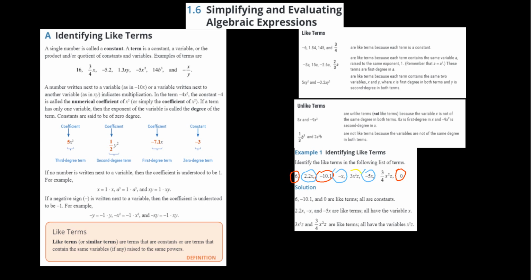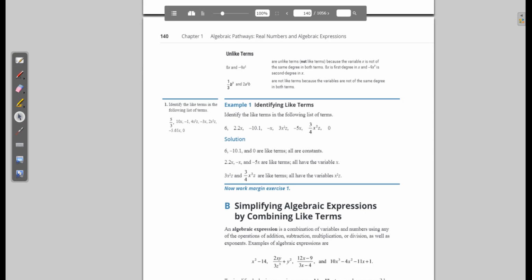And then lastly, we have 3x squared z and 3 over 4 x squared z. Again, the variables are the exact same. It's x raised to the second power and z raised to the first power. So those are like terms as well.